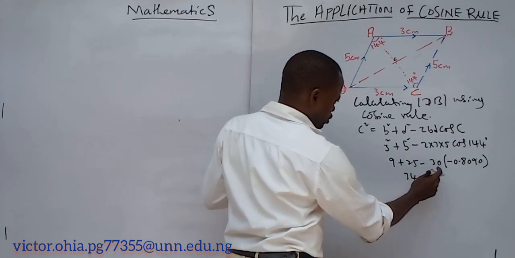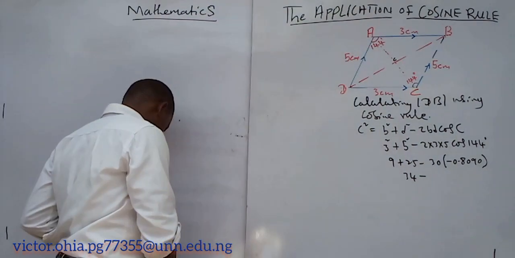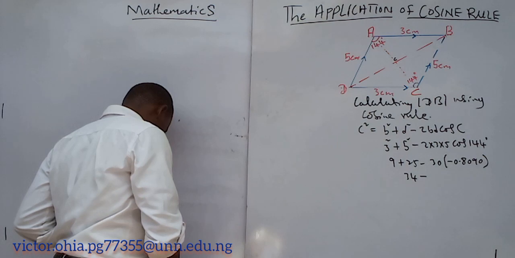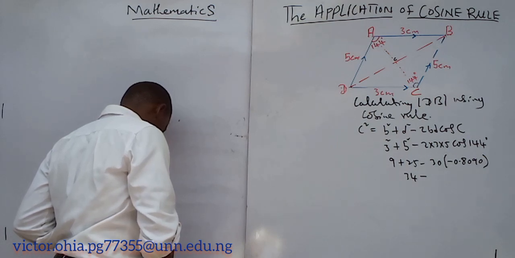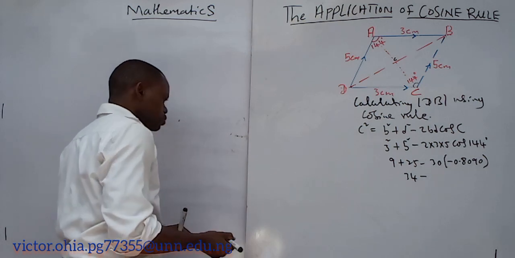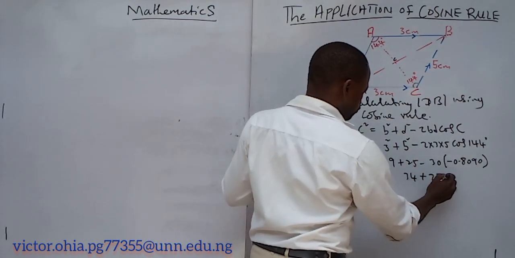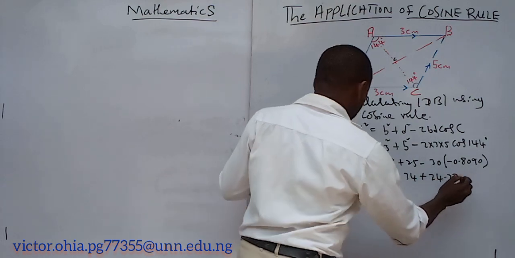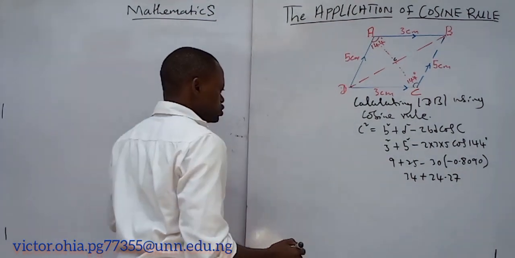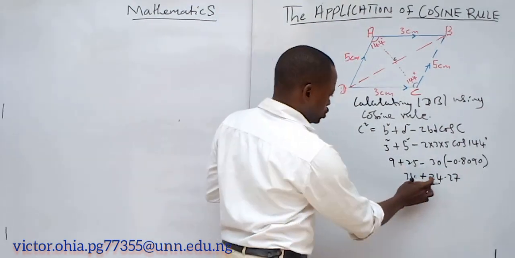This gives 34 minus 30 times, let me check, times 30, that's 24.27. So this will become plus 24.27. You know, this minus times this minus will give plus here. So this becomes plus.